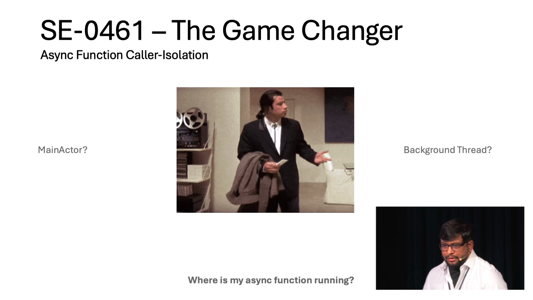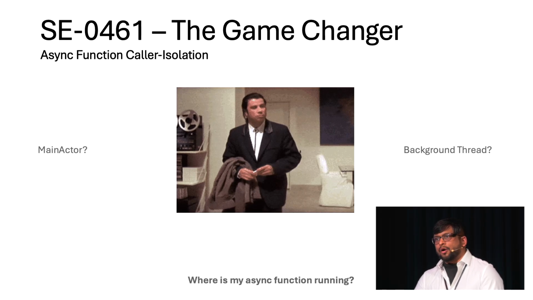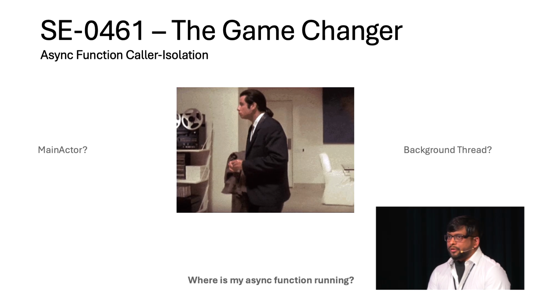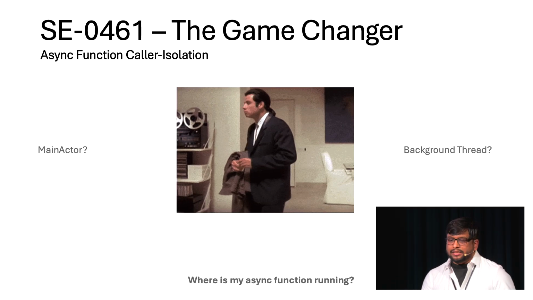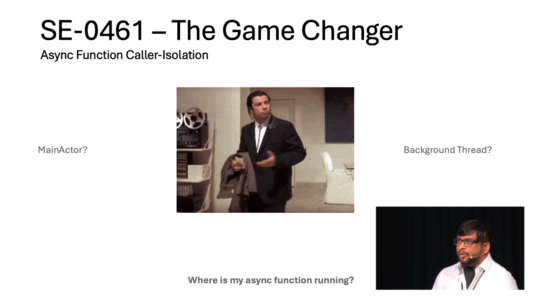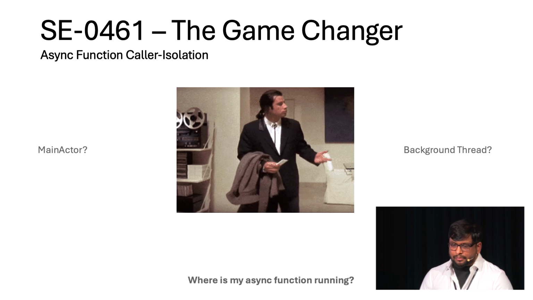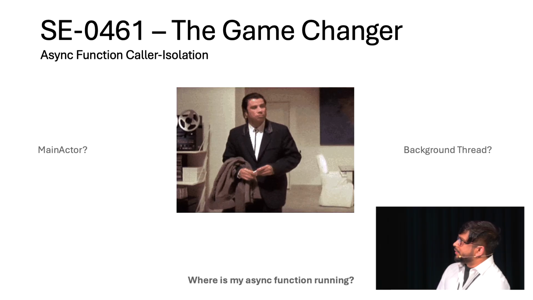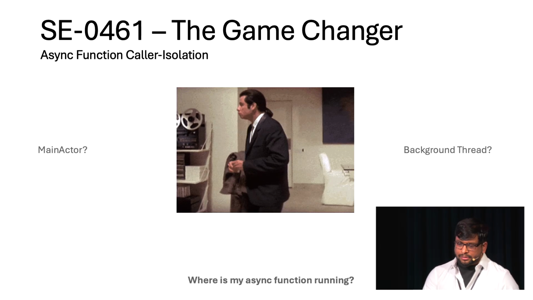Before this proposal, when you called an async function, the compiler assumed that it might hop to a background thread. So every await is potentially a context switch. After this proposal, async functions inherit the caller's actor by default. If you call an async function from a main actor isolated context, it stays on the main actor. Why is this game changing? No more accidental thread hops, and better performance with fewer context switches.